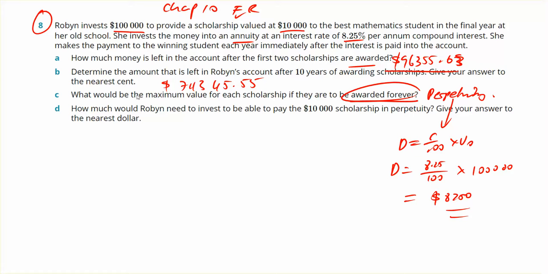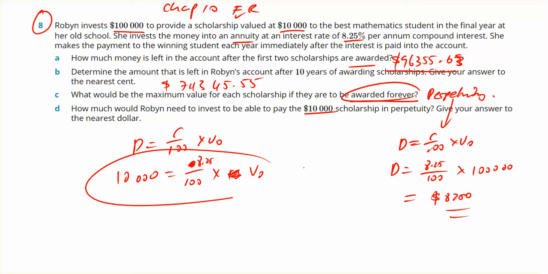How much does Robin need to invest to be able to pay a $10,000 scholarship in perpetuity? Give your answer to the nearest dollar. So again, you're using the same equation: D equals R on 100 times V0. I want $10,000 for my award, or my payments. The interest rate is 8.25, and we're trying to find V0, how much would need to be invested.